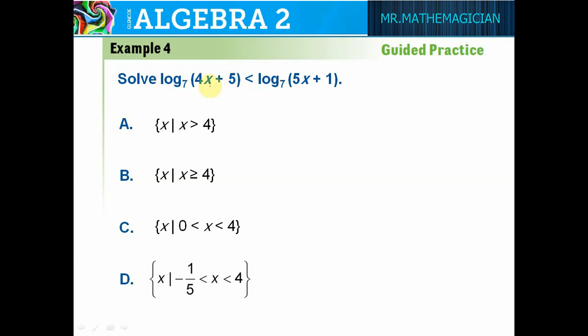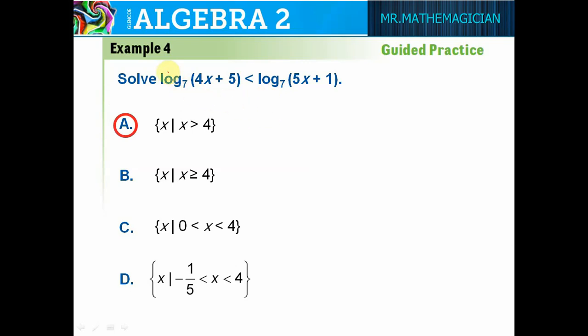Log 4x plus 5 base 7 smaller than log 5x plus 1 base 7. So you need to pay attention, because in the case of smaller than, we used to have a lower limit. So pay attention to this very well. Pause the video and try to choose, and you should find the answer is A. Let me show you how.